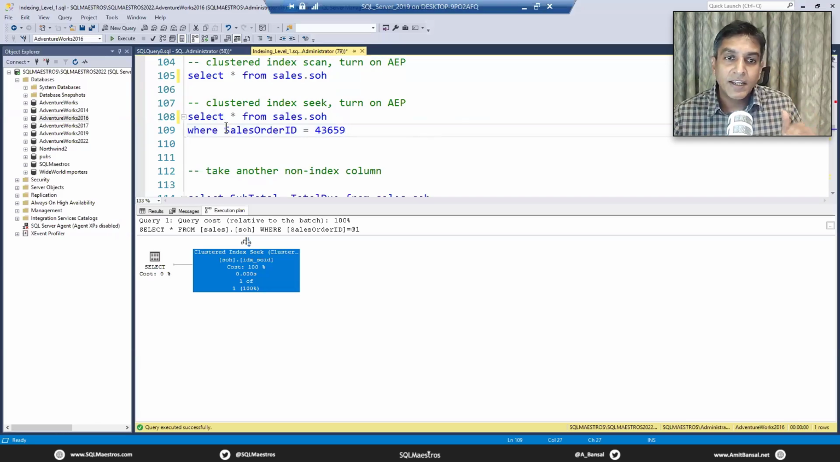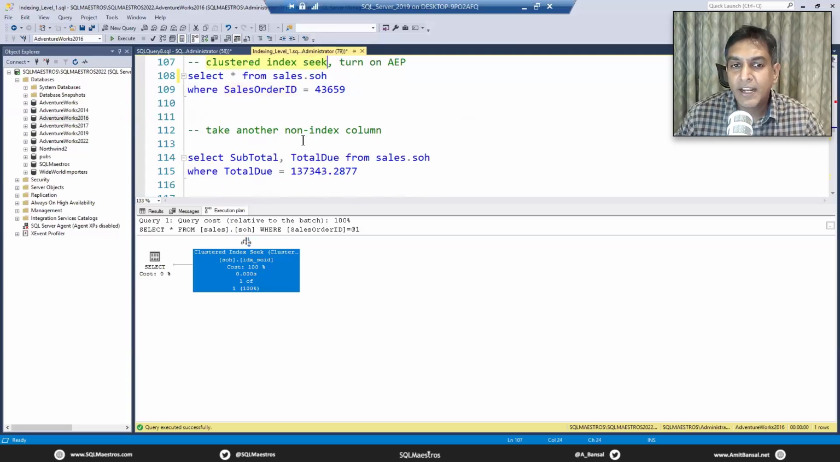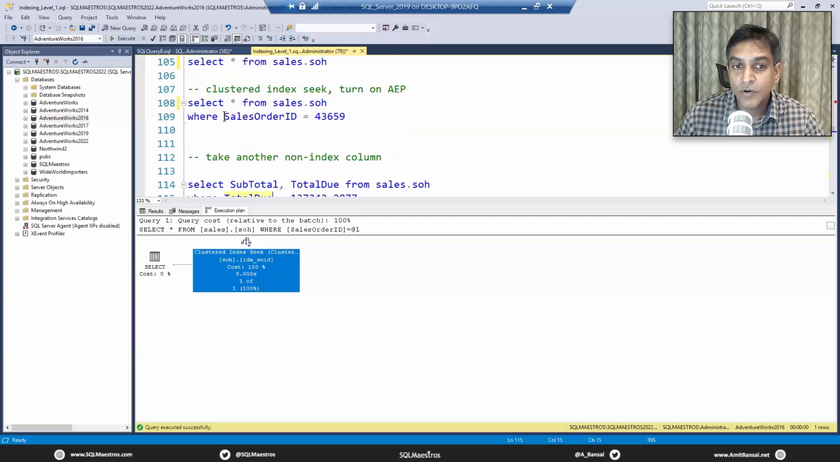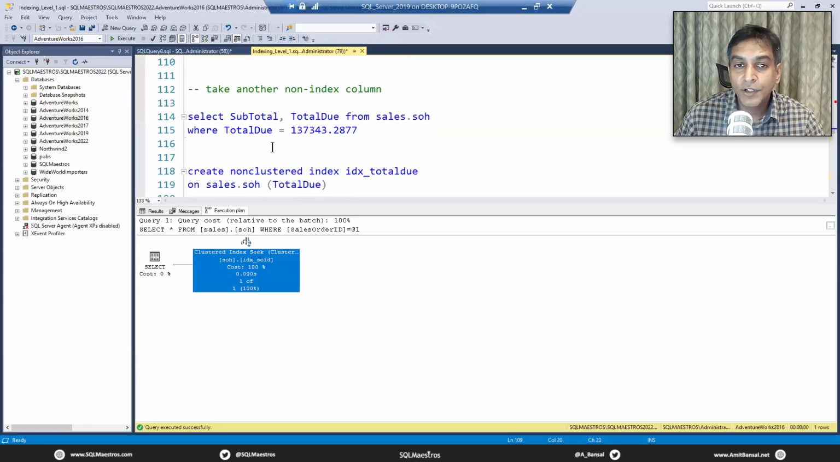Now, whenever you are using sales order ID for the purpose of filtering, which means whenever you're using it in the where clause, you would expect the optimizer to perform a clustered index seek. But the moment you take a column on which there is no index at all, I mean, there's nothing at all on total due. On sales order ID, you had a clustered index, but on total due, you do not have any index. What do you expect now? Anyone in the chat window?